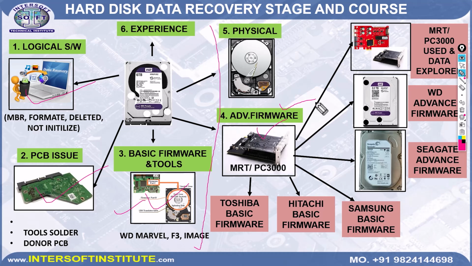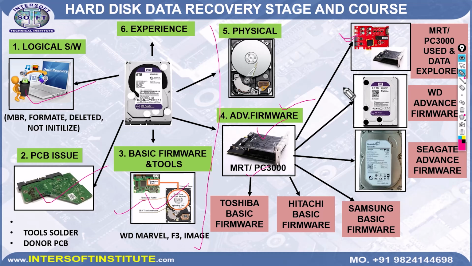If it is spinning but not detecting, a busy error, some data opens and some does not, one head disabled, one head enabled, like that, imaging and all those types of tasks they do in the MRT or PC3000 also. In the MRT also there is a category. One is the Data Explorer. To make an image, we use the Data Explorer.